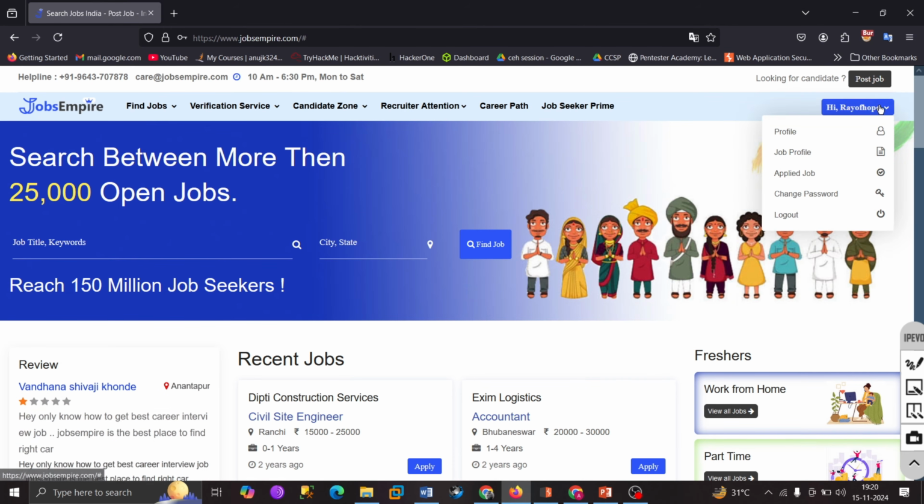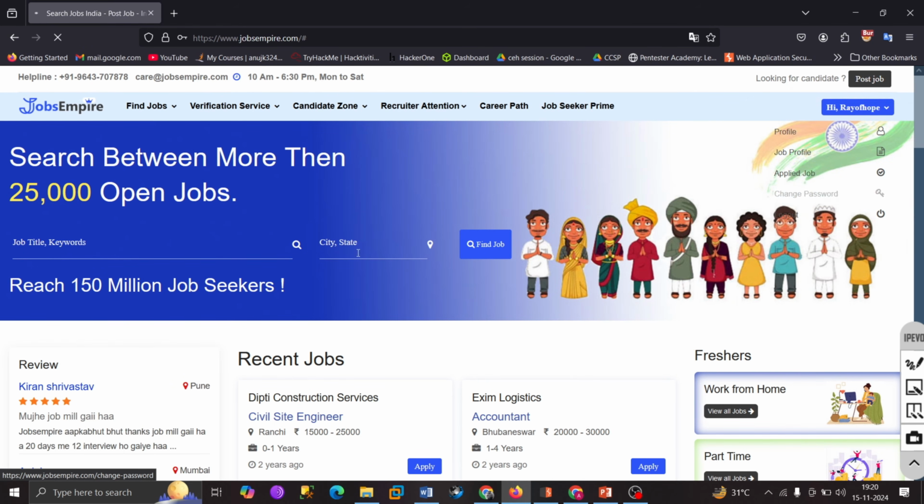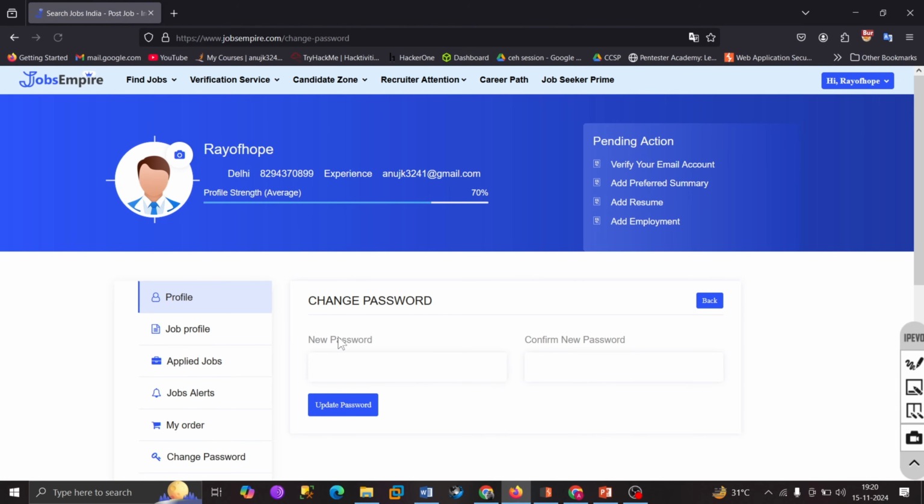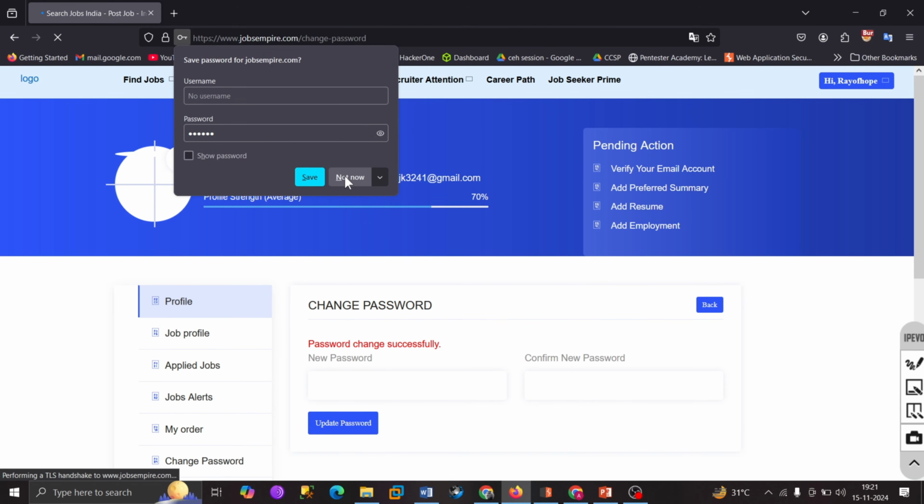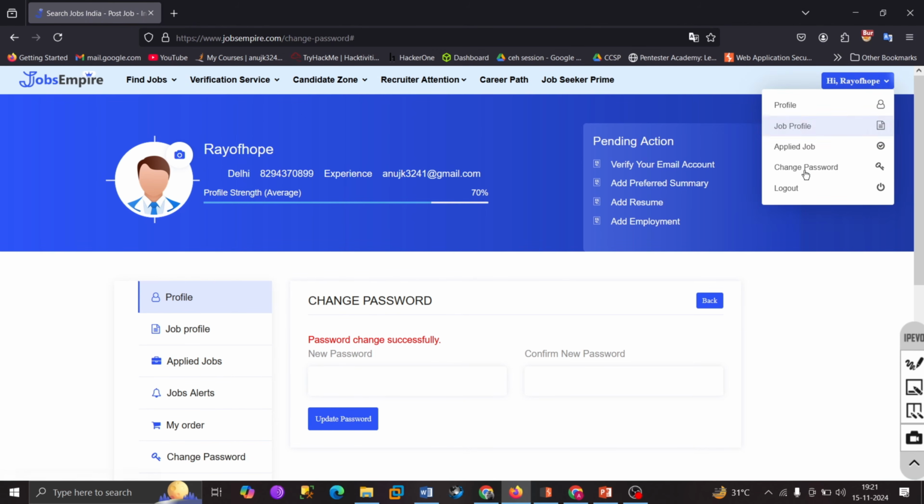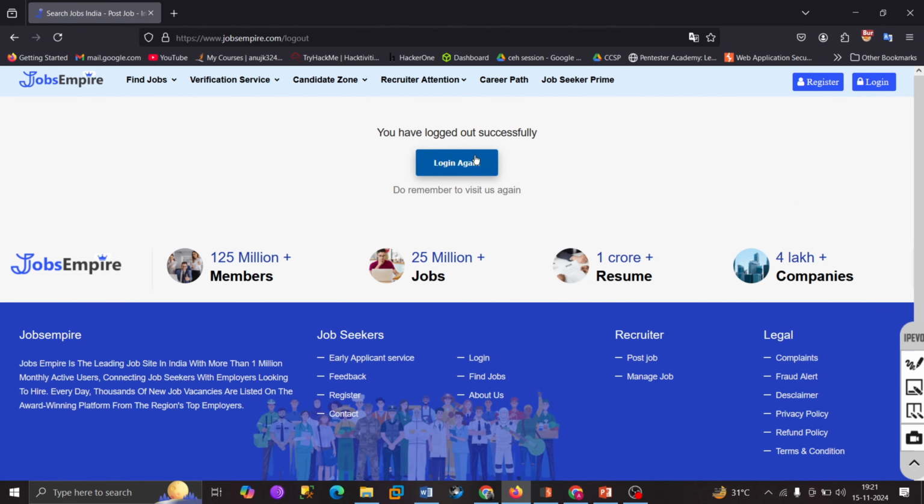Actually, I need to change your password in order to demonstrate it for you. That would be easy, or else if I do brute force for that many combinations, it would take much more time. So I'm just going to take it as a 4-digit password, like 1 2 3. Okay, so I update the password, right? Password changed. I'm going to log out and log in again.